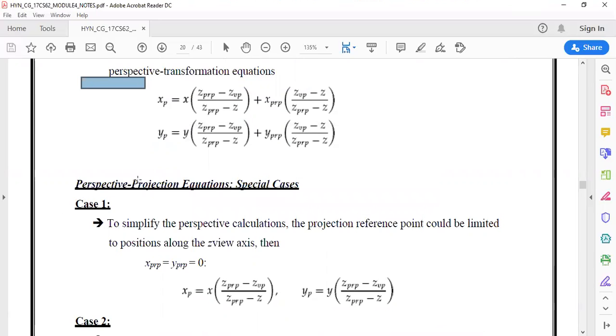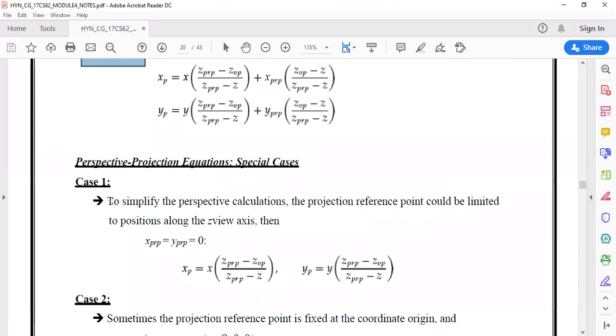So we have four special cases. What is the first case? Case 1: in order to simplify the perspective calculation, the projection reference point can be limited to positions along the z view axis. So I am taking the projection reference point on the z axis, where x is 0 and y is 0. Therefore xprp will be 0 and yprp will be 0.